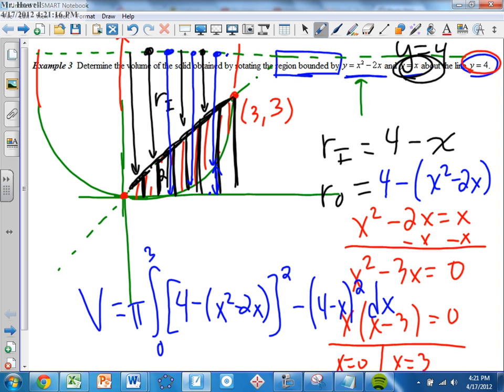Follow-up question. What if the line hadn't been y equals 4? What if the line had been y equals 7? What would have changed in my problem? 4 to 7, because it said the line was 7. Okay, but without just memorizing it, think about it logically. If I had a line like y equals 7, it would be up across there, right? How much further up would that be? 3 spots up. So it would increase the value of my inner and outer radius by 3. So instead of this being a 4, it's a 7.